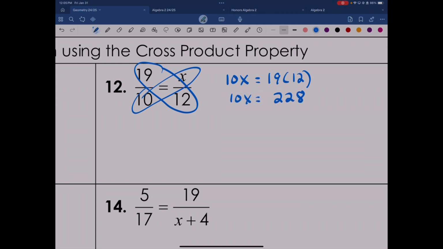Yeah. Divide both sides by 10. You're going to get a decimal. That's okay. X is equal to 22.8. There's nothing wrong with decimals. Decimals happen. Okay, so those have all just been monomials over monomials. Monomial is one term.